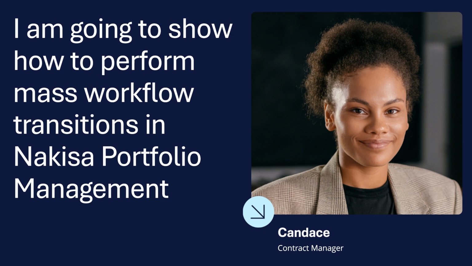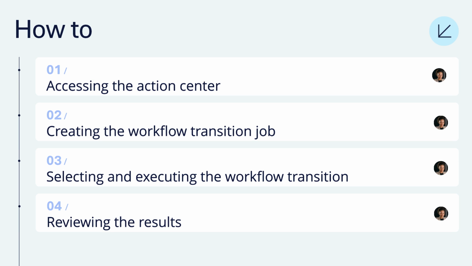Today I'll show you how to move multiple contracts from one workflow status to another using the Mass Workflow Transition feature in Nakisa Portfolio Management. To begin, I'll show you how to access the Action Center to view contracts. Then I'll create and execute a mass transition job. Finally, I'll show you how to view the job results.